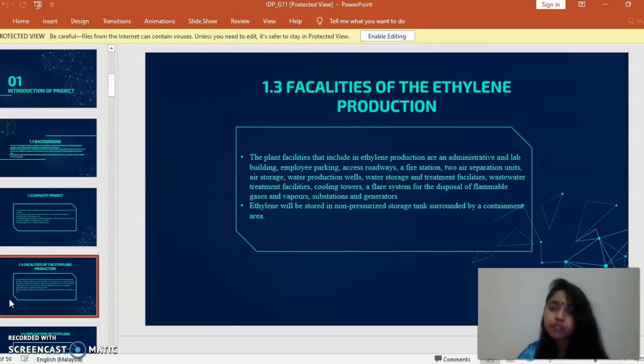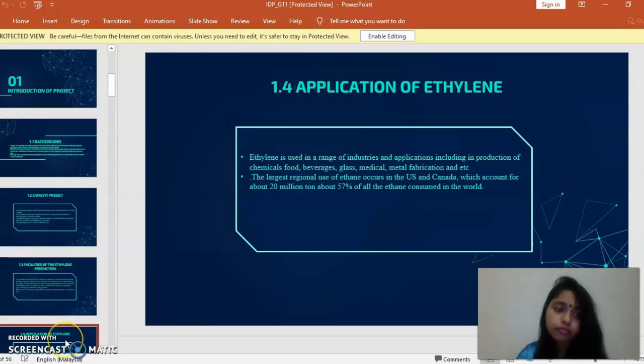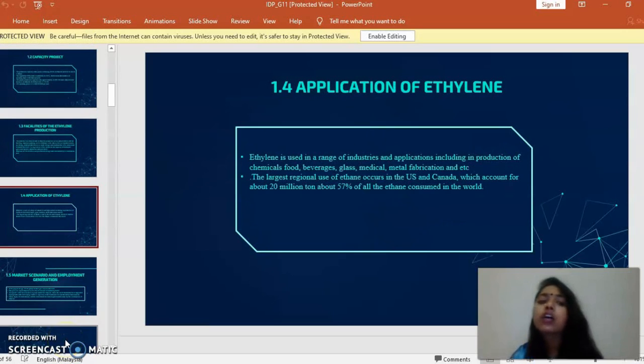The facilities of the ethylene production include the administrative and lab building and employee parking. Moreover, ethylene will be stored in a non-pressurized storage tank. Ethylene is used in a range of industries and applications including the production of chemicals, food, beverage, glass, medical, metal fabrication, and moreover, the largest regional use of ethylene occurs in the US and Canada.